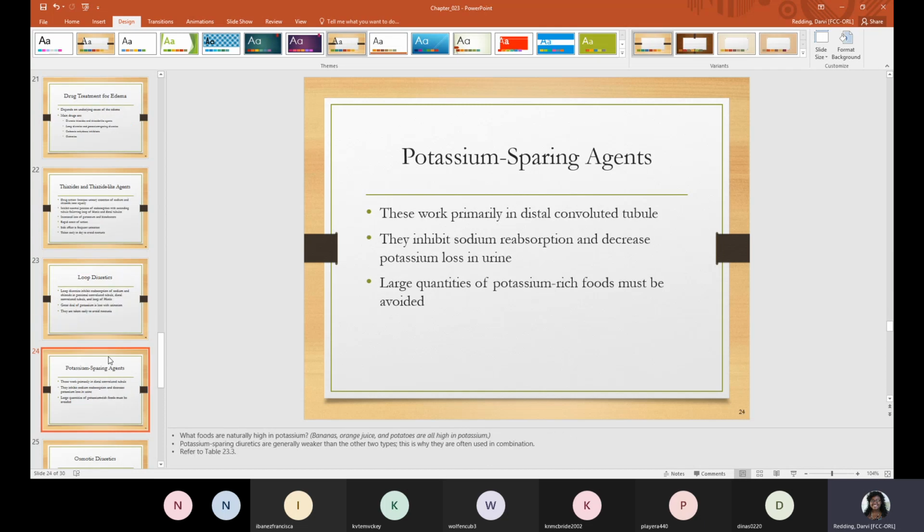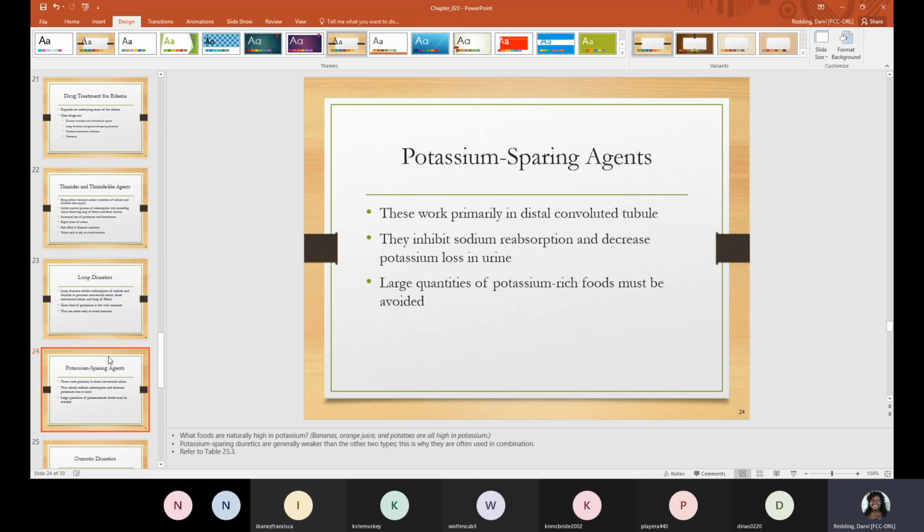Learning more about other diuretics would include the potassium-sparing agents. Now, these work primarily in the distal convoluted tubule, and they work by inhibiting sodium reabsorption and decreasing the potassium loss in urine. Now, large quantities of potassium-rich foods must be avoided. So what's a food that's naturally high in potassium? Bananas. Other foods that are naturally high in potassium would include orange juice and potatoes. Those are all high in potassium.